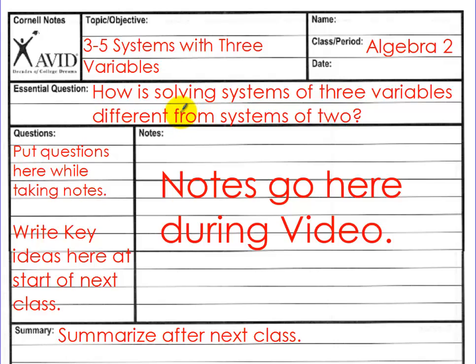Welcome Algebra 2, this is section 3-5, systems with 3 variables. The essential question is, how is solving systems with 3 variables different from systems of 2?